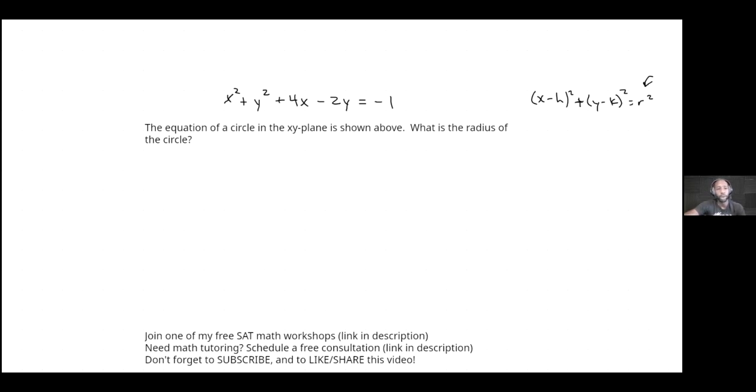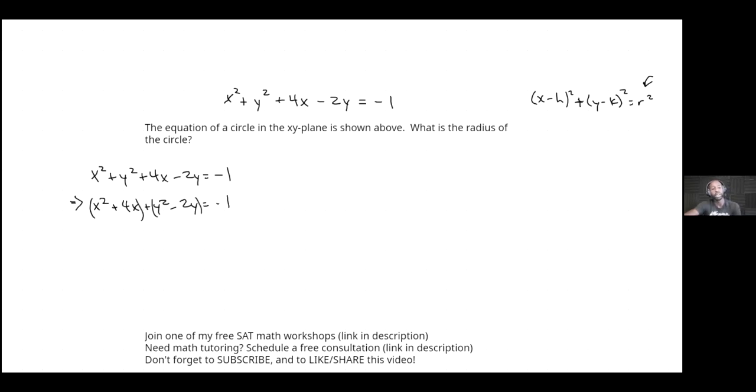Okay, so first let's rewrite this. X squared plus y squared plus 4x minus 2y equals -1. All right, next thing we're going to do, so we can get closer to this form, is rewrite this and put the x related terms and the y related terms together. X squared plus 4x plus y squared minus 2y equals -1. And let's put some parentheses around those.